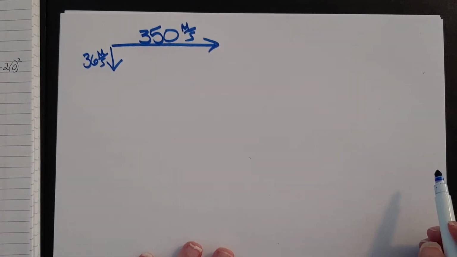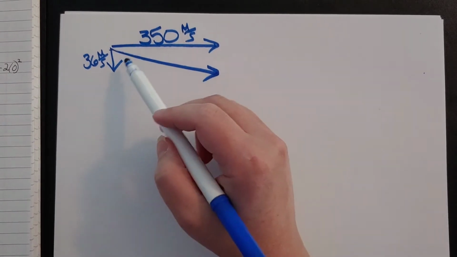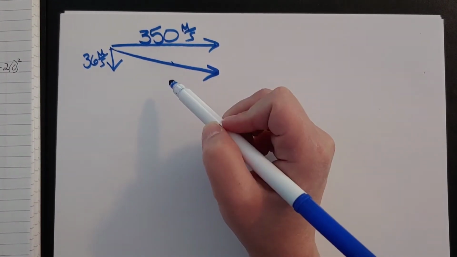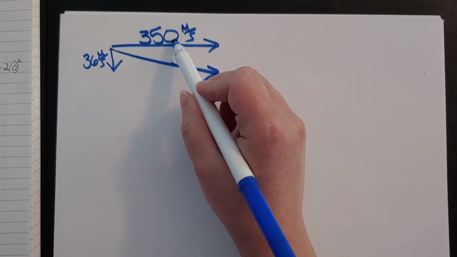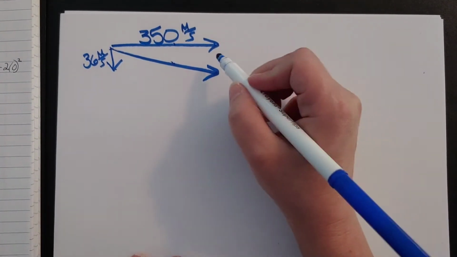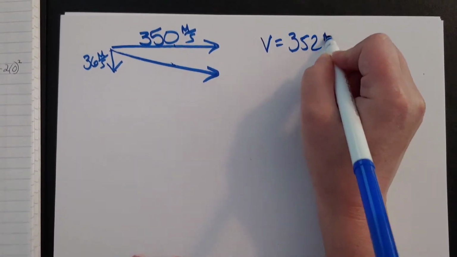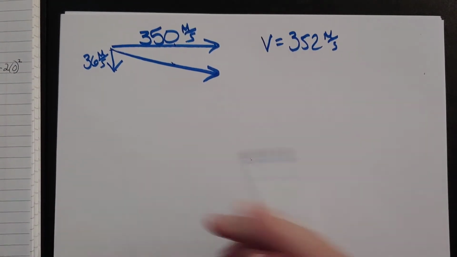And you had to do a Pythagorean theorem to figure out that guy. All right. Now, you should know that the number you're going to get here is going to be very, very close to 350, right? Because 36 is pretty puny compared to 350. But you end up with something like 352 meters per second.